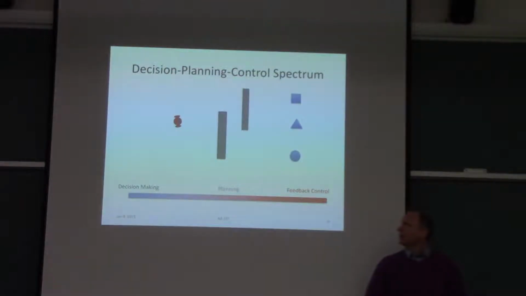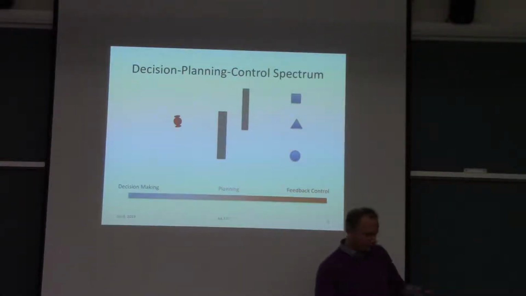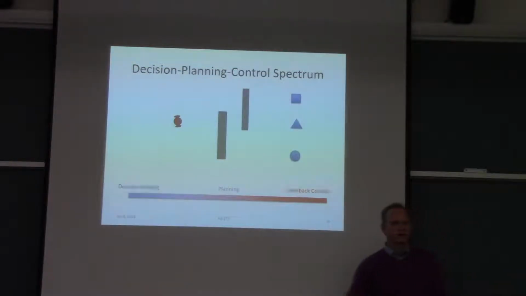So in robotics, you have the sensing side and the actuation side. And in the actuation side, you have a lot of ways of thinking about actuation. So I like to think of this in terms of a spectrum. You have sort of the decision-making, planning, control spectrum. And I like to think of these as a spectrum because they differ in flavor, but they aren't perfectly distinct. They kind of blend into one another.